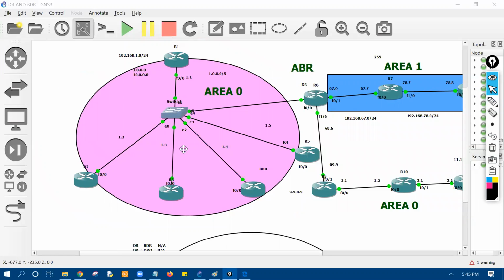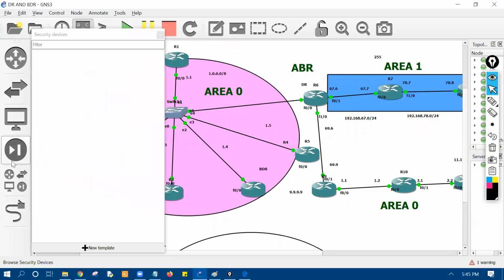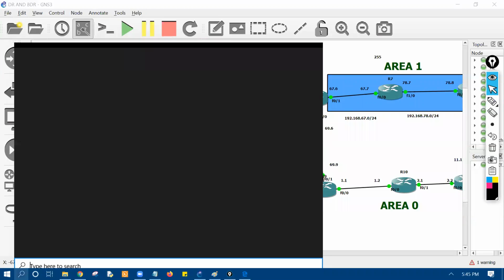Let me configure this point up to this area, this box. Okay, I think my PuTTY is the right size.